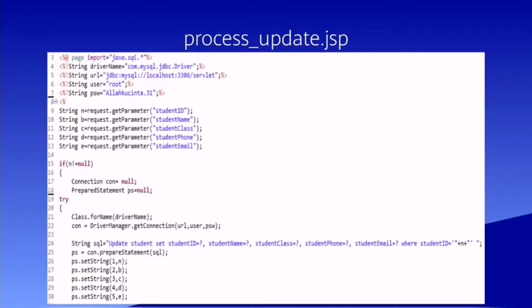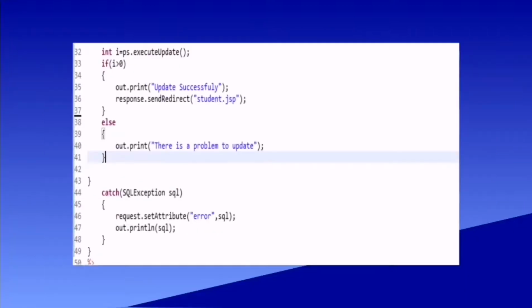So there is a process_update.jsp. This file is to update the data that have been changed by the teacher because there is a query, update student, set student ID, and so on. And if i is greater than 0, the teacher will receive a message that is update successfully and will be redirected to student.jsp.